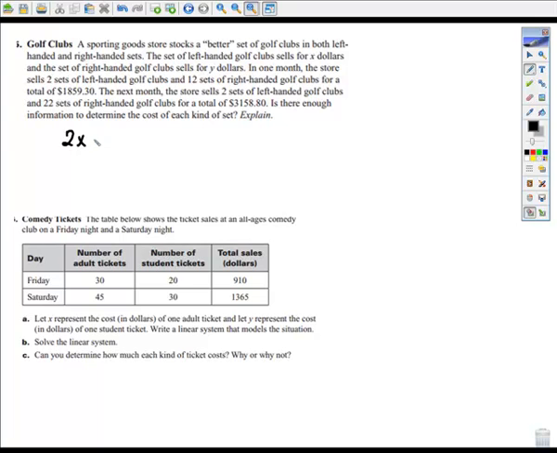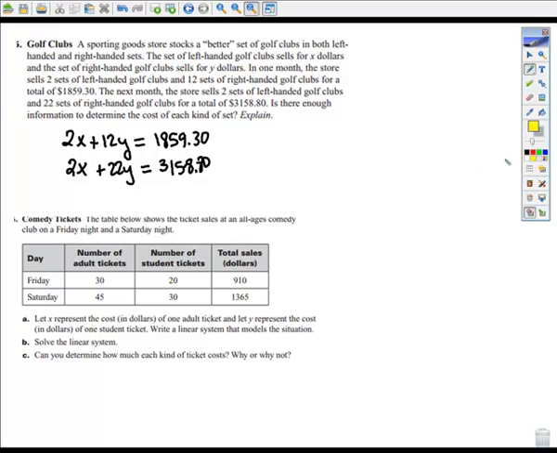2 sets of left-handed, 12 sets of right-handed, and their total $1,859.30. The next month they sell 2 sets of left-handed again, now 22 sets of right-handed, and their total is $3,158.80. And they're asking, is there enough information to determine the cost of each kind of set?